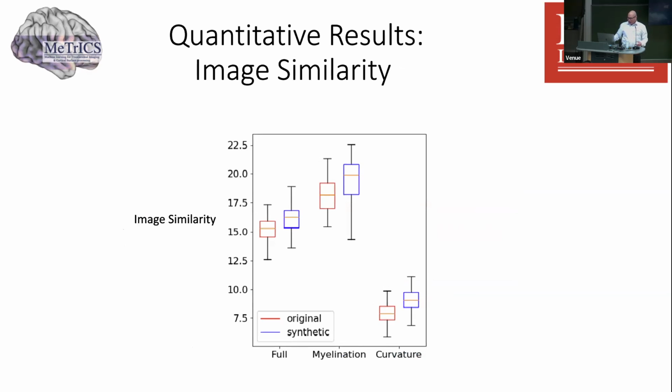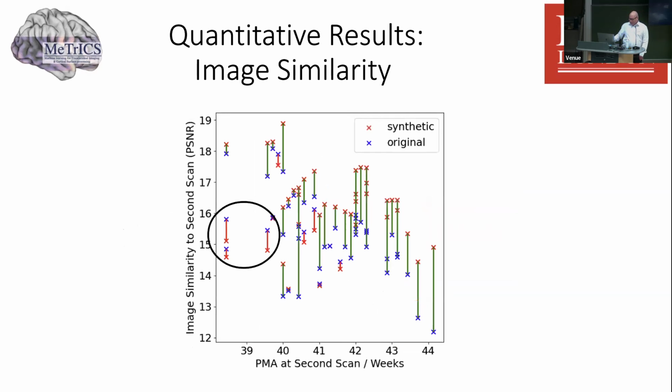We should get better results than what we started off with, otherwise there's no point. And if you see this box plot, you can see image similarity on the y-axis and the relevant metrics and modalities on the x-axis. On average, yes, we do get an improvement, but we can go a little bit deeper and look at individual subjects. Here, this graph puts the age of the ground truth later scan on the x-axis. All the green lines mean we've got an improved result.